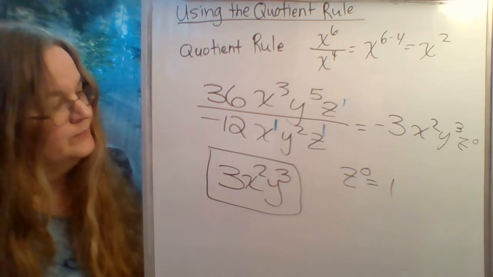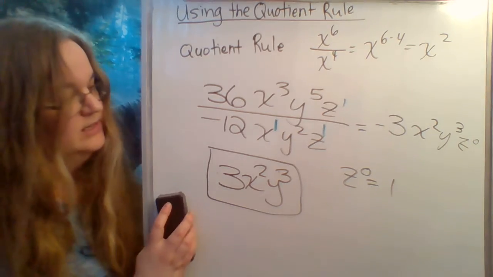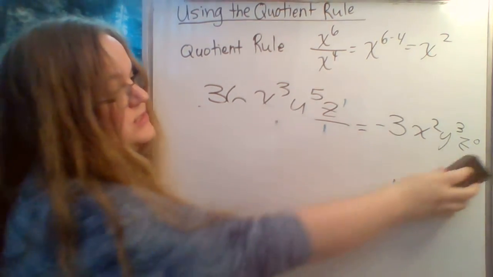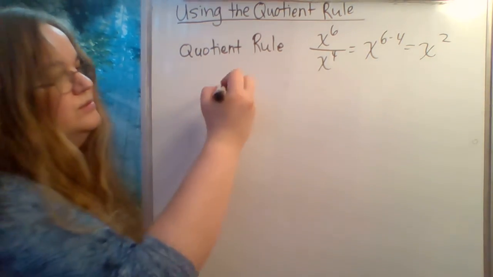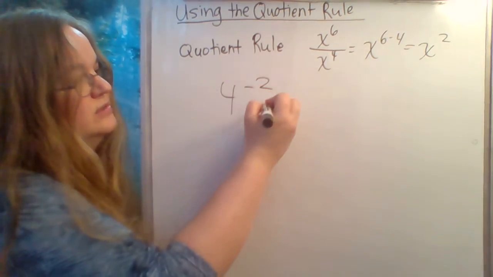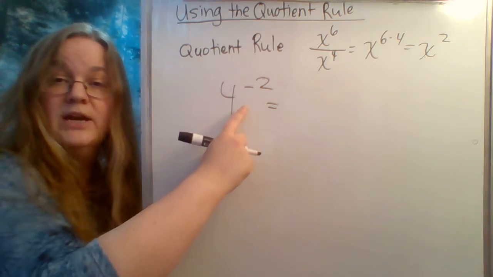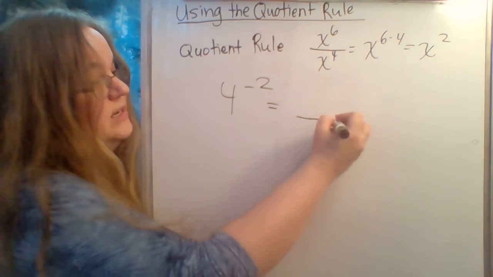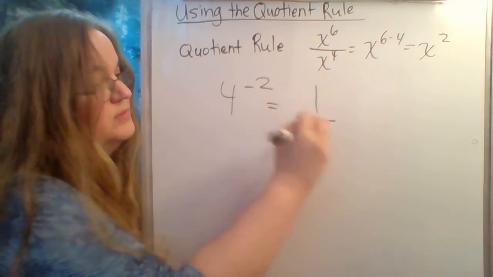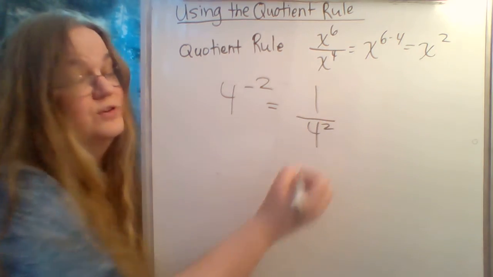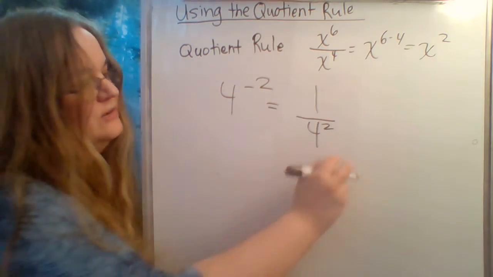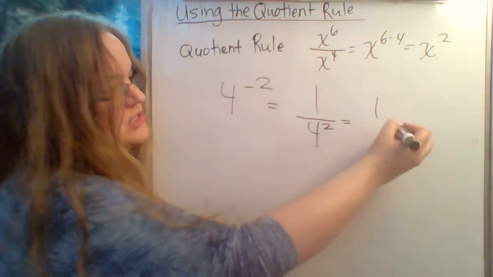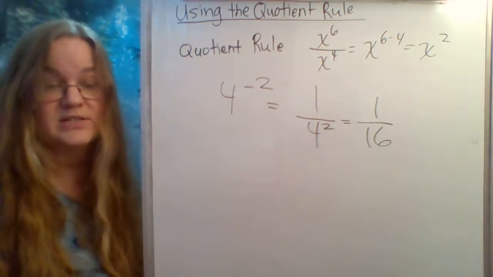Okay? All right, let's take a look at a few more examples dealing with negatives. So negative exponents. 4 to the negative 2 just means that, hey, this is in the wrong position. It should be 1 over 4 squared. And since it's a number, we actually have to evaluate it. 4 squared is 4 times 4, which is 16. So this is equivalent to 1/16.